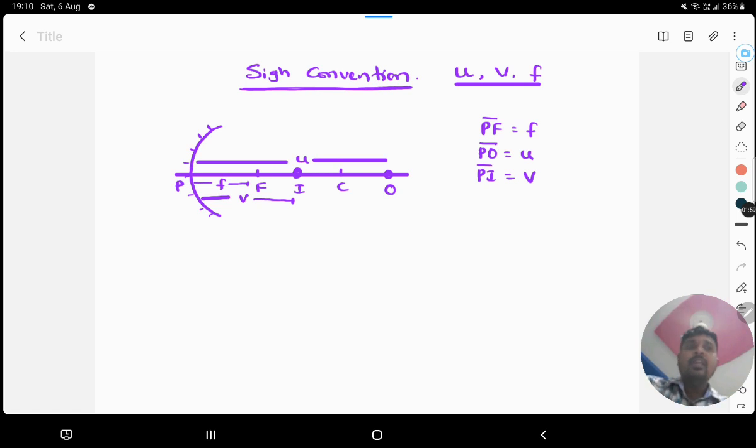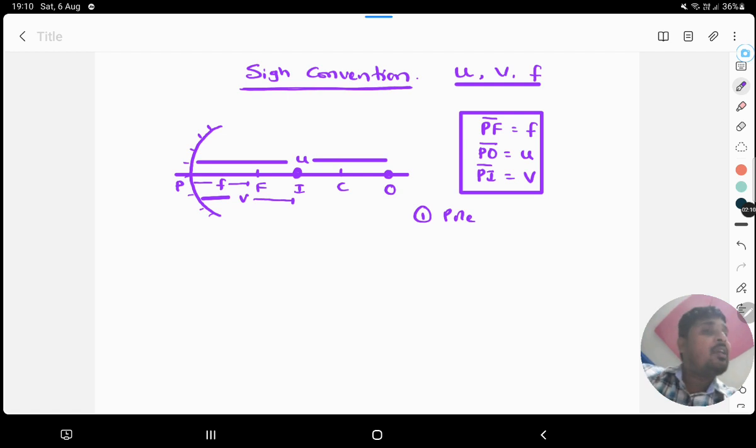Now in all three cases you have to understand one thing, that the distances should always be measured from the pole. This is our rule number 1 of sign convention. Distances are always going to be measured from the pole only. That means whenever you talk about object distance, you say PO. Whenever you talk about image distance, you say PI. Whenever you talk about focal length, you say PF.